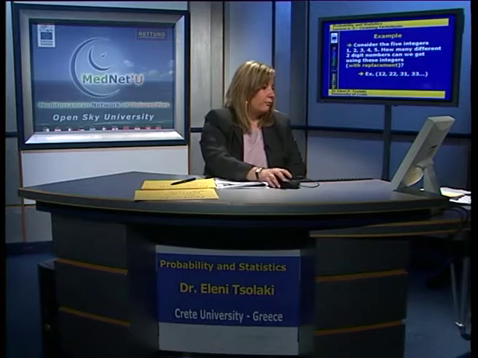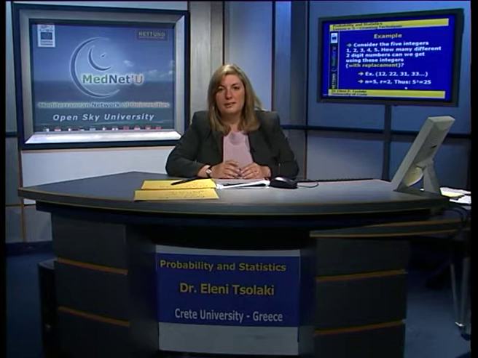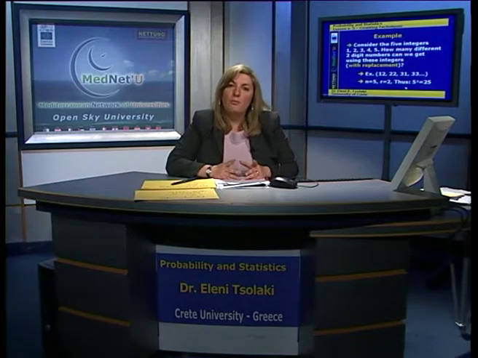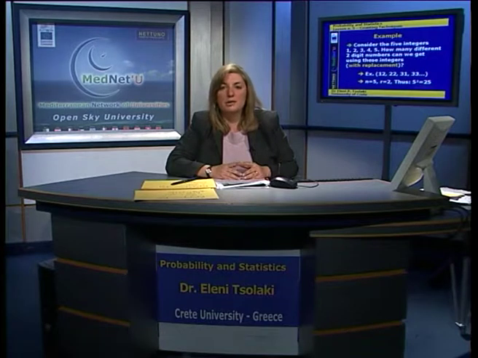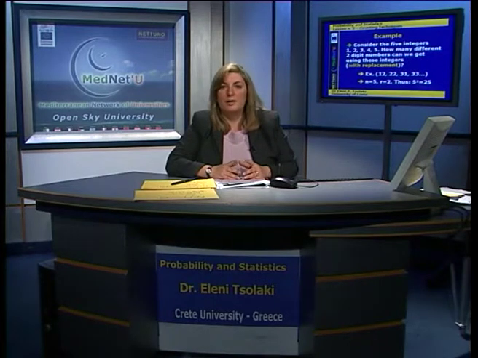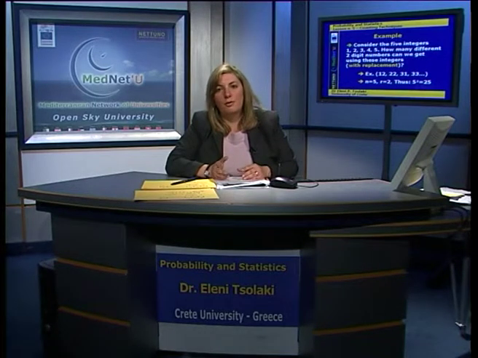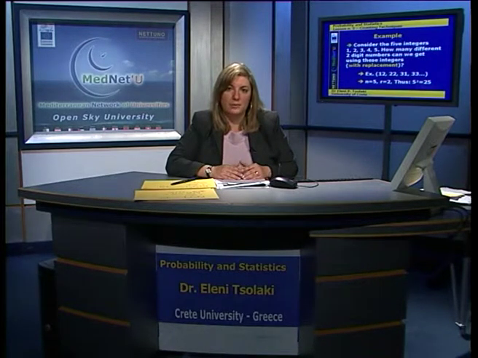So when n is 5, r is 2, we can see that we have 5 to the power of 2, 25 possible outcomes. And we see that, as expected, in this case, we have more possible outcomes than in the case when we didn't have replacement. So here there are 25 possible outcomes. Before we had 20 possible outcomes.